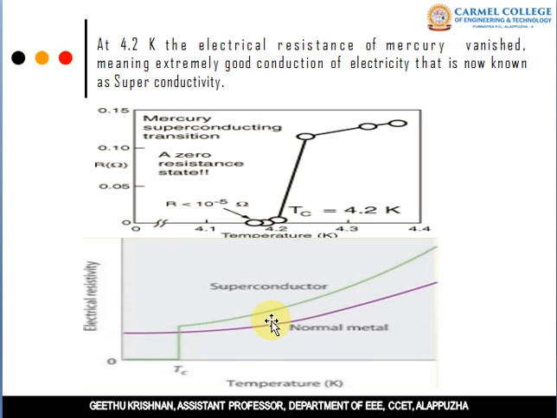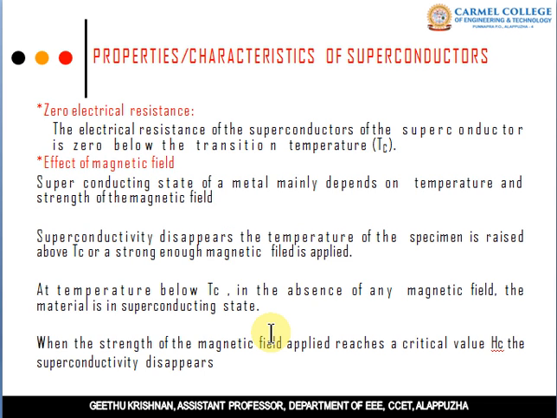Next, effect of magnetic field. The first one is zero electrical resistance, and the second one is effect of magnetic field. The superconducting state of a metal mainly depends upon temperature and strength of the magnetic field. അതായത് ഏത് സൂപ്പർ കണ്ടക്ടിങ് സ്റ്റേറ്റിലാണെങ്കിൽ ഡിപ്പെൻഡ് ചെയ്യുന്ന ടെമ്പറേച്ചറിനെയും മാഗ്നറ്റിക് ഫീൽഡിനെയാണ്. So up to the transition temperature it acts as a superconductor.